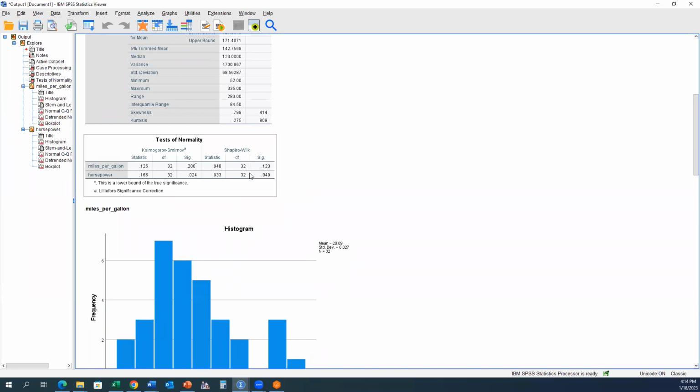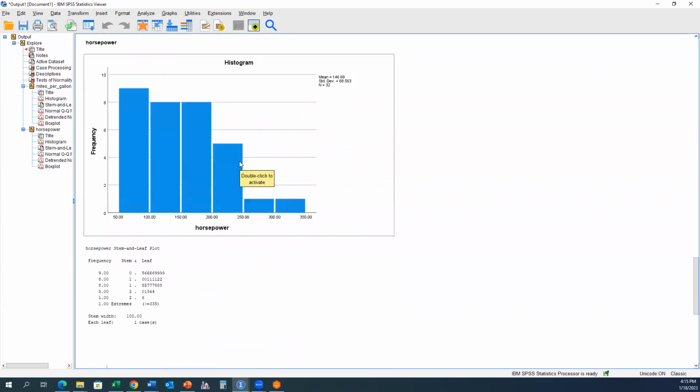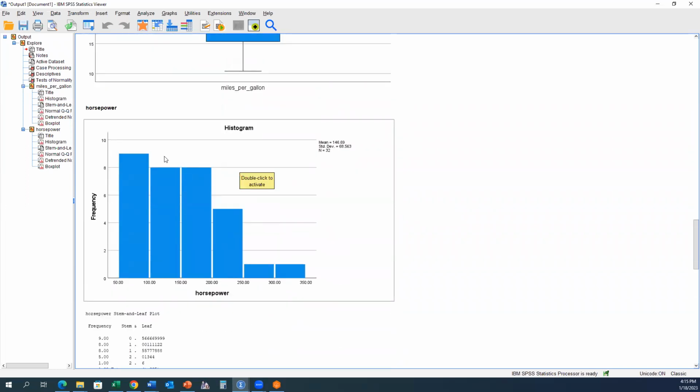And significance on this test is actually not ideal. So you want ideally to have a p-value greater than 0.05 on this test. And we can see that for mileage, we have a p-value greater than 0.05. However, for horsepower, it's right below that threshold. It is significant, meaning that horsepower doesn't quite follow a normal distribution. And we can see that in the histogram here. This doesn't resemble a bell-shaped curve.